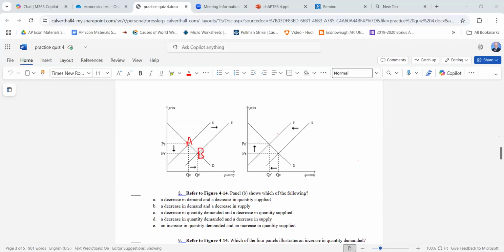For expectations for supply, it would be, if companies can make more money next month, what would happen to the supply of cars today? Well, they're going to supply less today because they can make more money in the future. Okay.